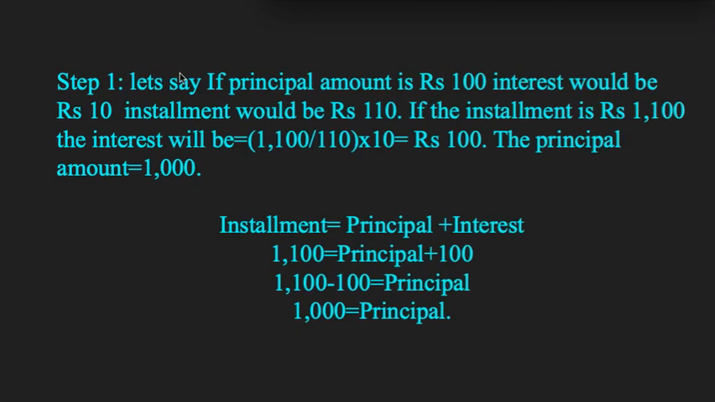So the first step, let us say the principal amount is 100 rupees, then 10 rupees would be the interest amount on 100 rupees, and hence the installment would be how much? 110. Now if we say the installment is 1100, which is given in the problem, the interest will be how much? This 1100 divided by 110 into 10. So the interest amount will be 100.